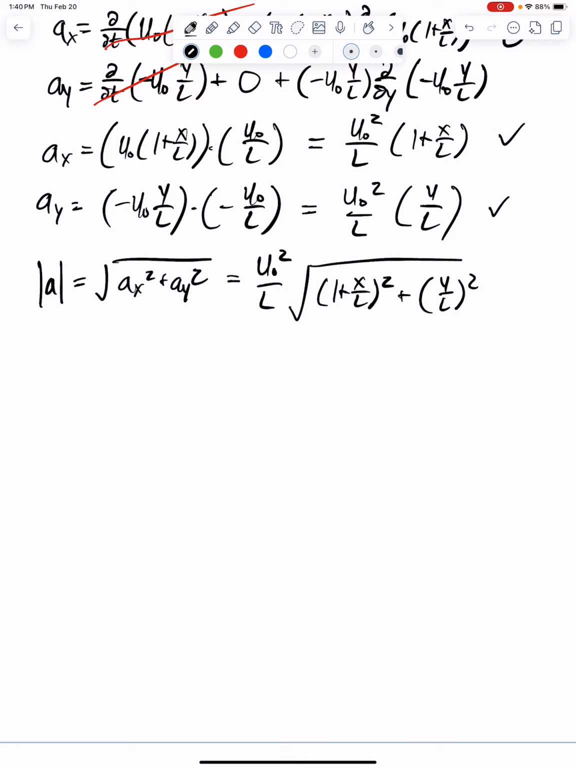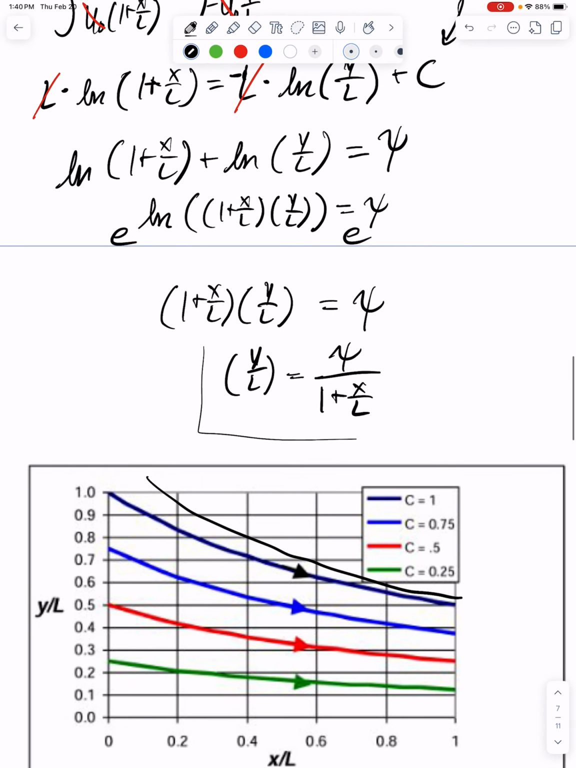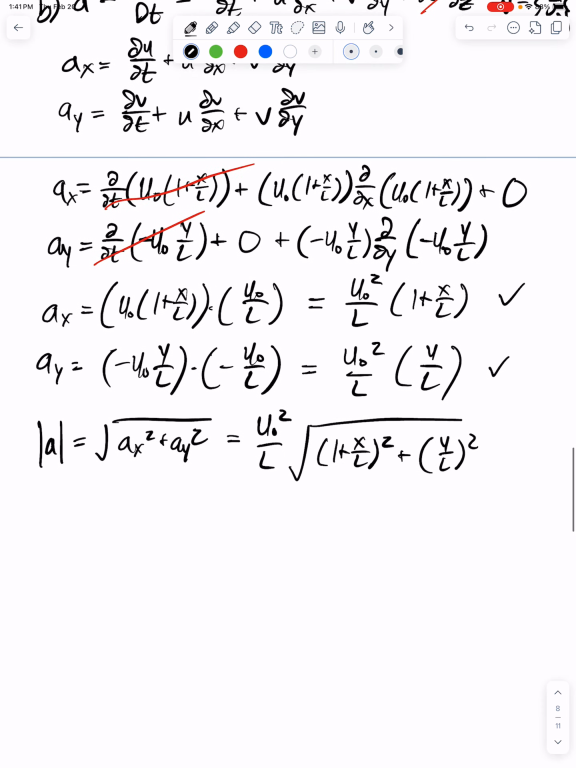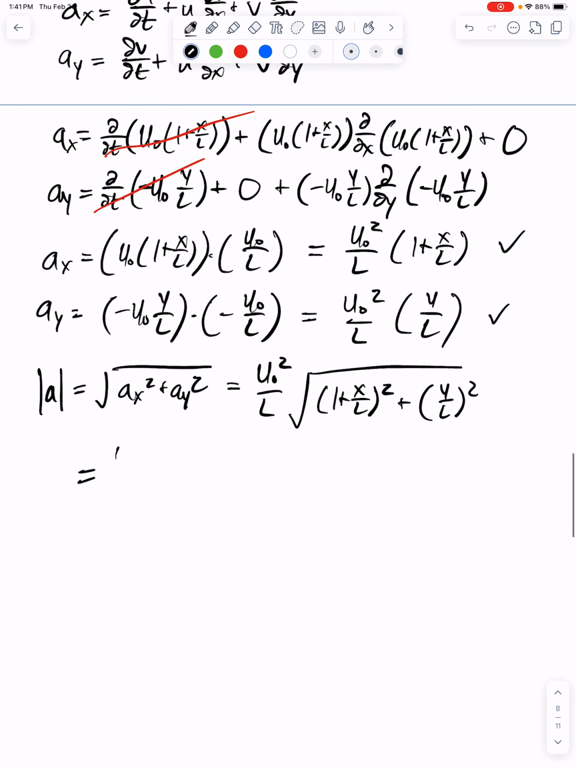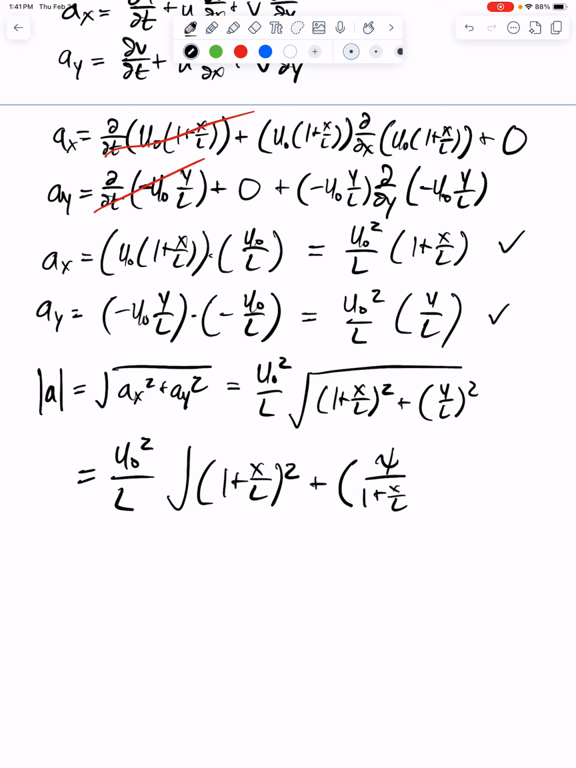The thing about y over L squared, though, is that in part A, we have an equation that relates y over L to x over L. So I'm now going to plug in this function to substitute for y over L. U naught squared over L times the square root of (1 plus x over L) squared plus psi over (1 plus x over L) squared.